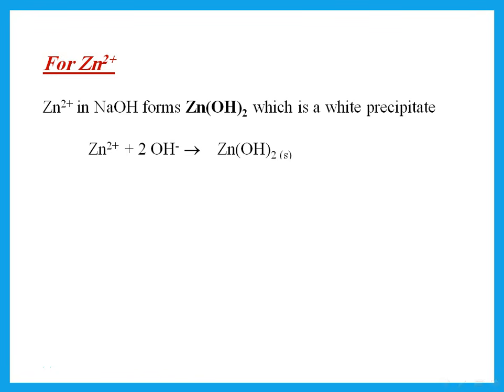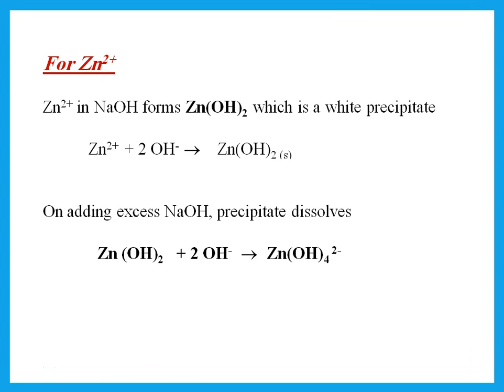For zinc, remember we said zinc will not have a color. So zinc in sodium hydroxide forms a white precipitate of zinc hydroxide. If you add excess, the precipitate dissolves. This means if I have the zinc with 4 OH attached to it, with an overall 2- charge, this is a colorless solution.